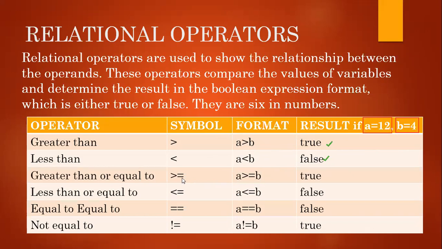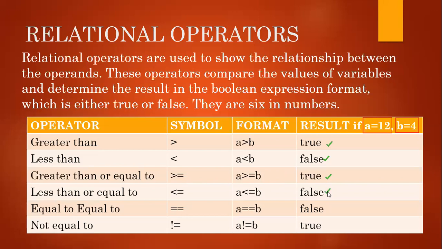The same way, A is greater than or equal to B. Now A is 12. Is 12 greater than or equal to 4? Yes. In fact, it is greater than only. But still, understand that if I say greater than or equal to, even if the value of B is 12, the condition will be true because 12 is not greater, but at least it is equal. So this is also resulting in true.